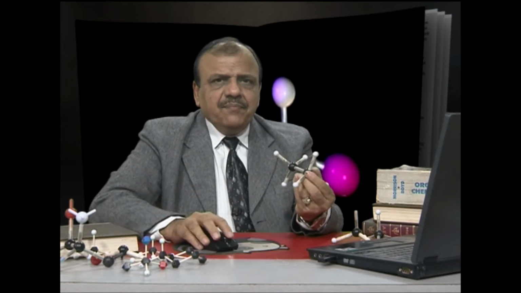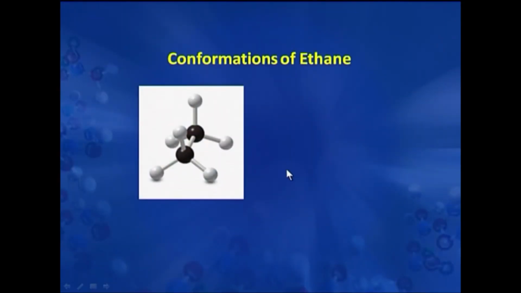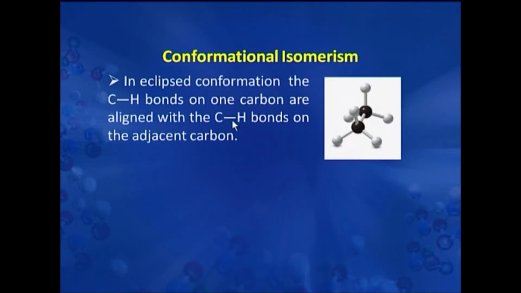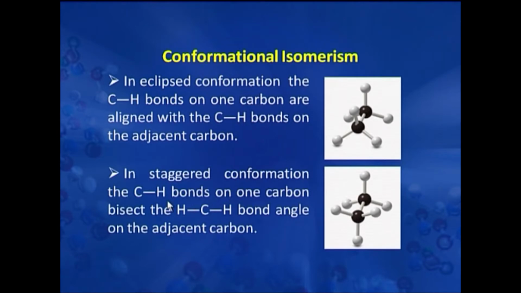Now let us again see. This model represents the eclipsed conformation for ethane and this represents the staggered conformation for ethane. In the eclipsed conformation, as we have seen with the help of models before, the C-H bonds on one carbon are aligned with the C-H bonds on the adjacent carbon, meaning the hydrogens of the two carbons are just opposite to each other. And in the staggered conformation, the C-H bonds on one carbon bisect the H-C-H bond angle on the adjacent carbon atom, meaning the hydrogen-carbon bond of one carbon is just in between these H-C-H bonds.